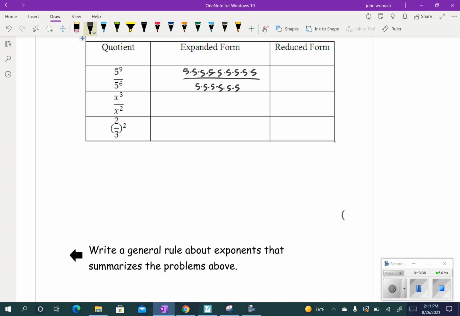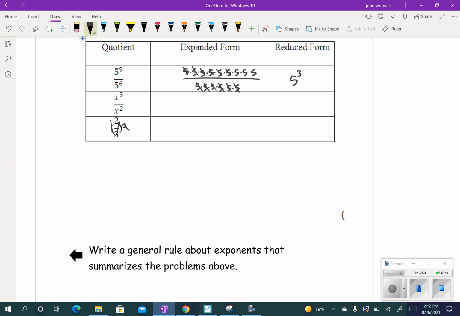Okay, now think about what's going to happen here. I have factors of 5 on the top and the bottom. Those are going to reduce. So those 5s will reduce, those 5s will reduce, and just all the way across. So the 6 on the bottom is going to reduce with the 6 on top. That leaves me a 3 left over. So I end up with 5 to the third power.